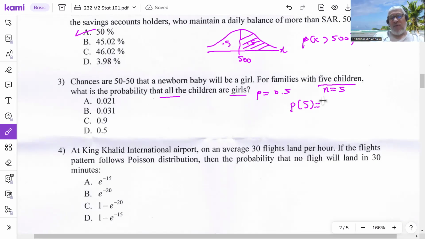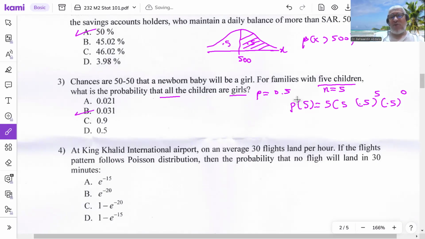So using the formula of the binomial distribution, N is 5, X is 5, P is 0.5. We raise it to the power X, or 5, times Q, which is 1 minus P, which is also 0.5, to the power 5 minus 5, which is 0. Well, this is 1 and this is 1. So the answer is 0.5 to the power 5. If you put it in the calculator, it would be 0.03125. So the answer is B.